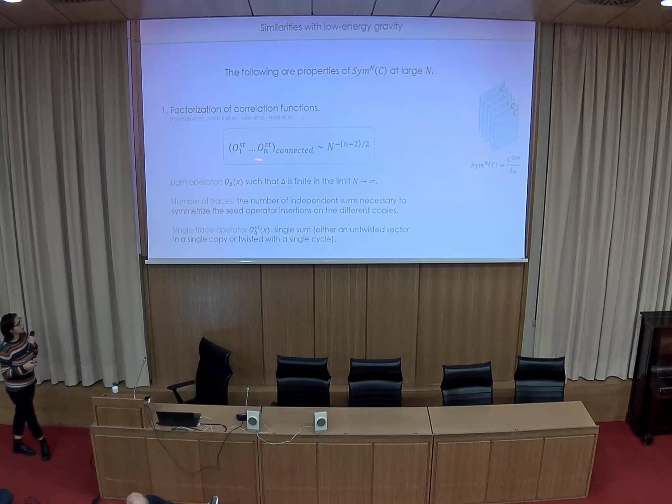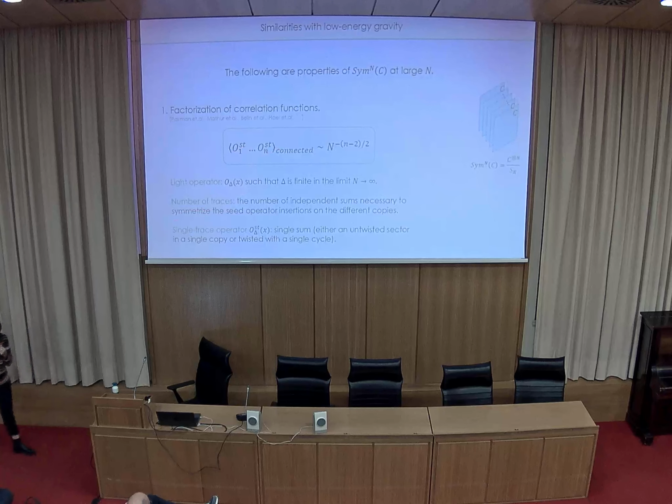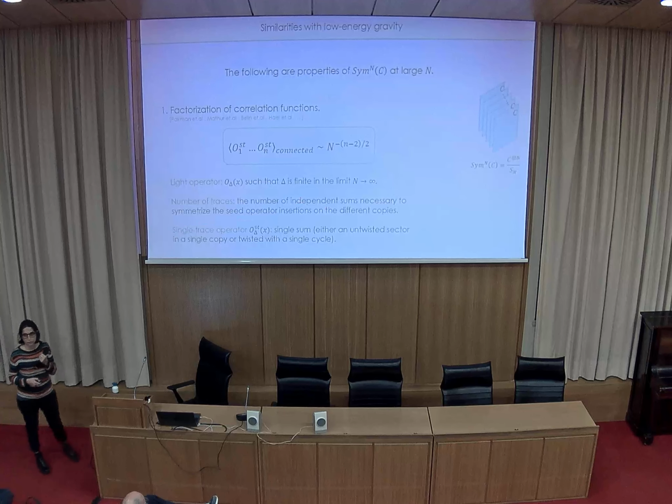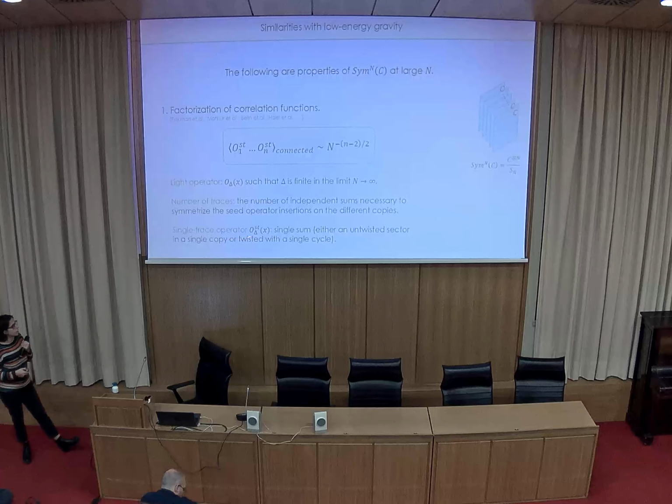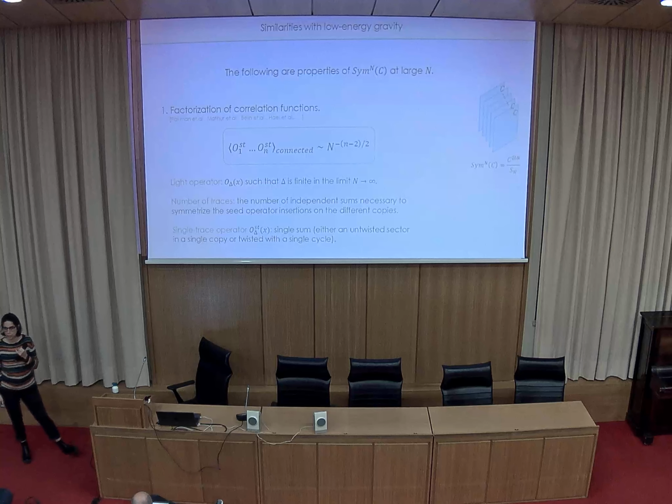And here I'm writing down the formula for what's called a single trace operator. So the number of traces in this context is basically the number of independent sums that you need to symmetrize an operator as you insert it in a copy. Okay? So a single trace operator in this language is where you only needed a single sum, and that can be either an untwisted operator, where you just have a single copy of it and then you symmetrize it, or a twisted operator where you use just a single cycle for the twisting.